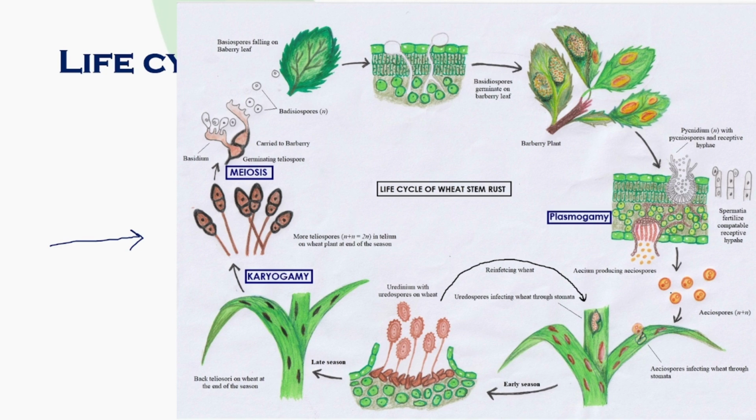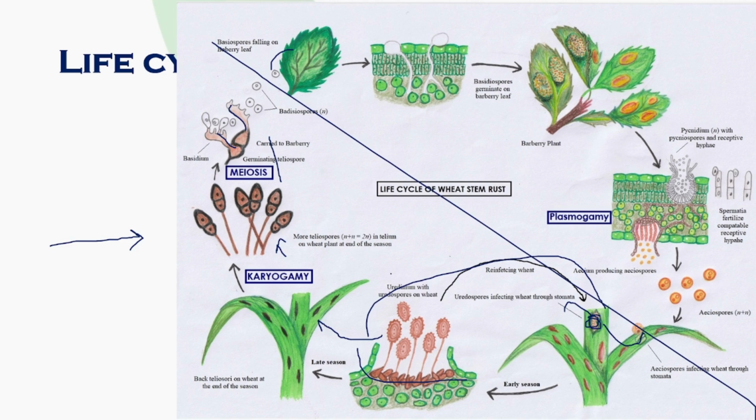We'll start with this aecium. The aeciospore is coming and infecting, penetrating inside through stomata and producing the uredium. From the uredium, urediniospores come out and can reinfect the wheat and continue the life cycle. With time, these urediniospores become binucleate spores called teleutospores. From each telium, four basidiospores are produced, right? These basidiospores come and infect the barberry. So if you see here, the uredial and telial stages happen in the primary host, which is wheat.